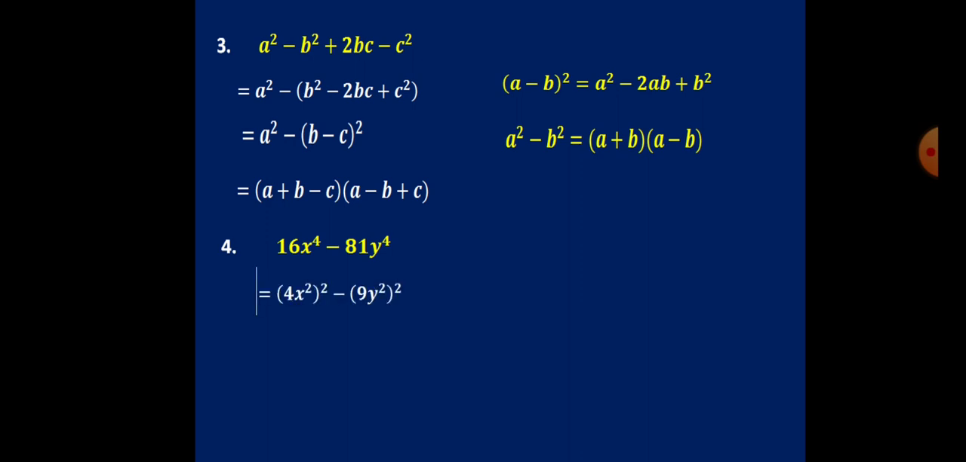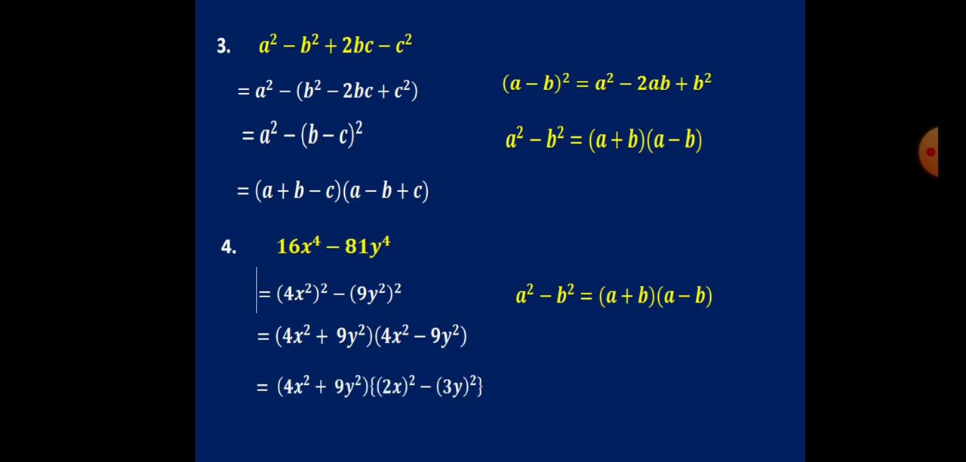So 16x to the power 4 can be written as (4x squared) whole squared minus (9y squared) whole squared, and this one fits into the identity a squared minus b squared. So let us write it as it is. You can see that the first term cannot be further reduced, but the second term can. 4x squared can be written as (2x) whole squared, and 9y squared can be written as (3y) whole squared. Now this again fits into the identity of a squared minus b squared. So let us put it (2x plus 3y)(2x minus 3y), and hence this ends your problem.